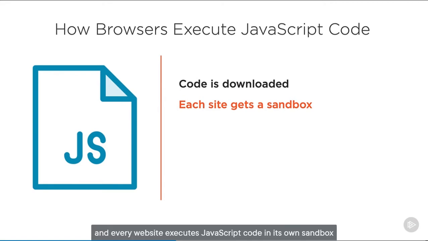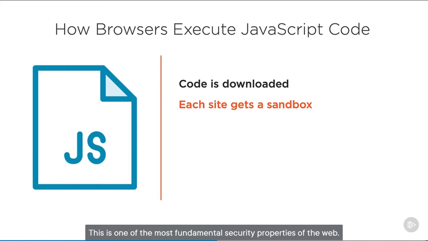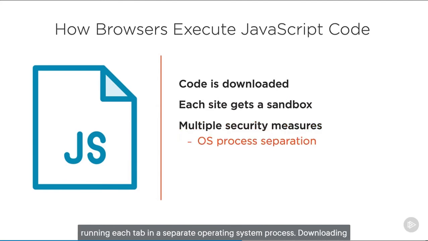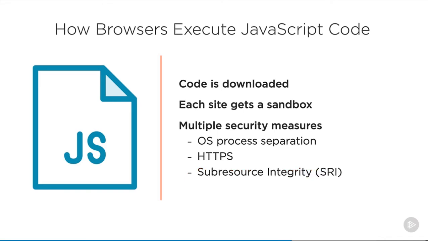Luckily, browsers do not allow for this, and every website executes JavaScript code in its own sandbox within the browser. Code from one website cannot access data or functionality from another website. This is one of the most fundamental security properties of the web. Some browsers use very sophisticated sandboxing mechanisms, like running each tab in a separate operating system process. Downloading the code over the secure HTTPS protocol and using sub-resource integrity, or SRI for short, prevents attackers from injecting their own malicious code into benign sites.